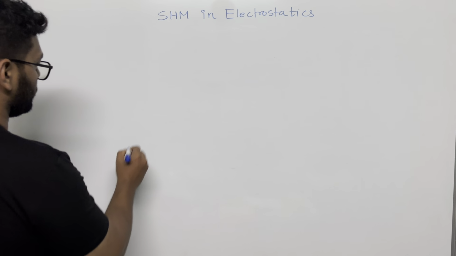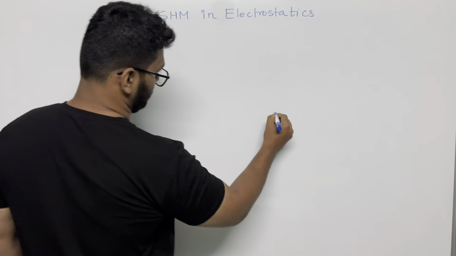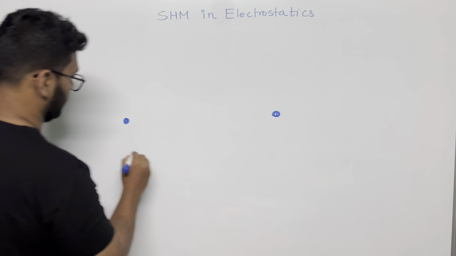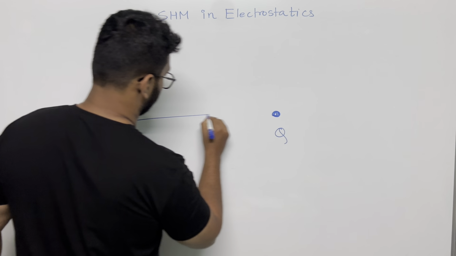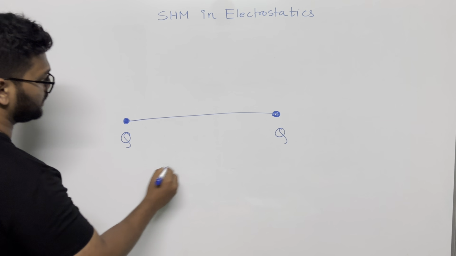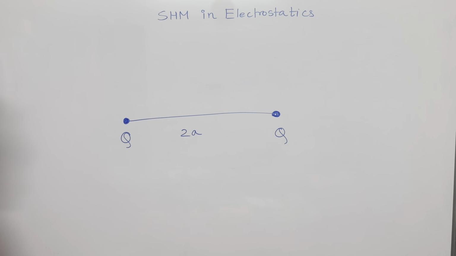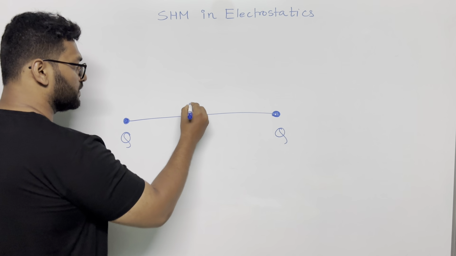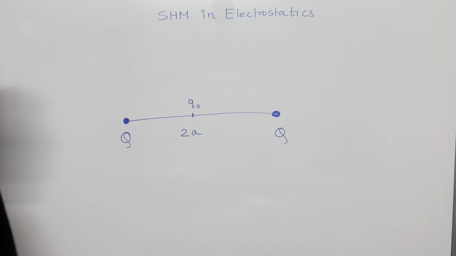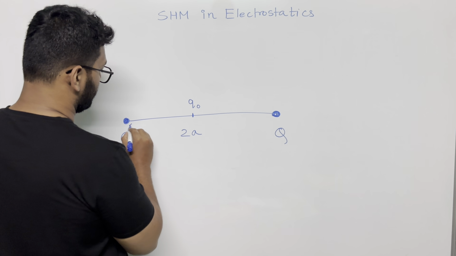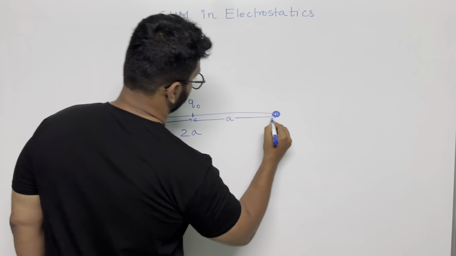Let's look at that question. We have two charges. There is one charge and there is another charge. This is capital Q charge and this is capital Q charge, and they are separated by a distance 2a. There is a charge Q0 kept over here in the middle part, right? So that means this distance is a and this distance is also a.